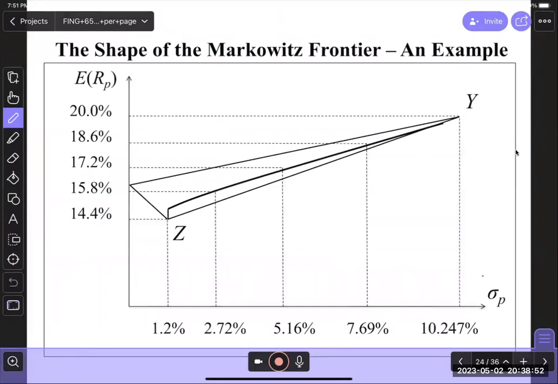This is risk, and this is return for the portfolio. And what we're interested in is looking at all the possible combinations between 2 assets: asset Z, which is low risk and low return, and asset Y, that's high risk and high return.